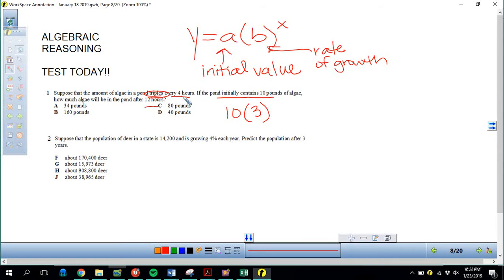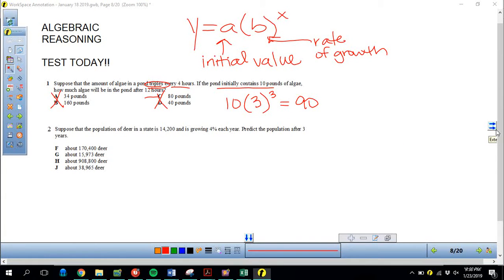Well, you got the first 4 hours go by, it's tripled once. The next 4 hours go by, it's been 8 hours total, it's tripled twice. The next 4 hours go by, it's been 12 hours total, it's tripled 3 times. So you do 10 times 3 to the third, okay? And you will see that this ends up being 270, which is not any of these answer choices because your wonderful teacher decided to not give you one of the questions on the test and change that word to tripling instead of doubling.